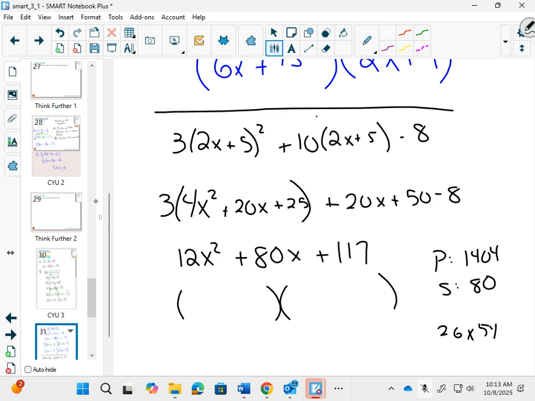This is much harder. But even if I tell you the 26 and 54, do you know how you would use that? Do you remember the grouping method? Probably not. But it does work out that it's going to be 6x and 2x, and 13 and 9 both have to be plus.